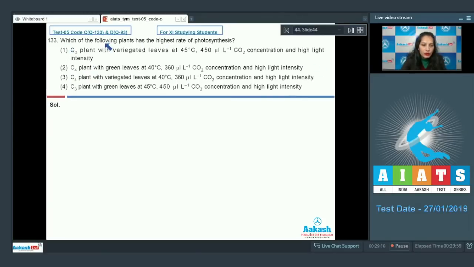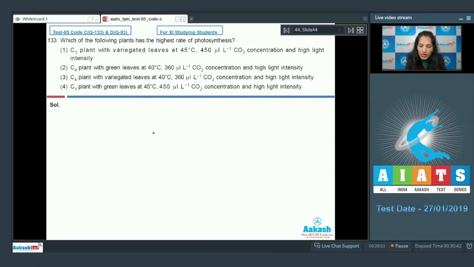Question number 133. Which of the following plants has the highest rate of photosynthesis? First option, C3 plants with variegated leaves at 45 degrees Celsius, 450 microliter per liter CO2 concentration and high light intensity. Second, C4 plant with green leaves at 40 degrees Celsius, 360 microliter per liter CO2 concentration and high light intensity. Third, C4 plant with variegated leaves at 40 degrees Celsius, 360 microliter per liter CO2 concentration and high light intensity. Fourth, C3 plant with green leaves at 45 degrees Celsius, 450 microliter per liter CO2 concentration and high light intensity.